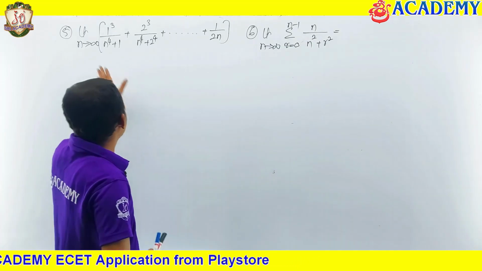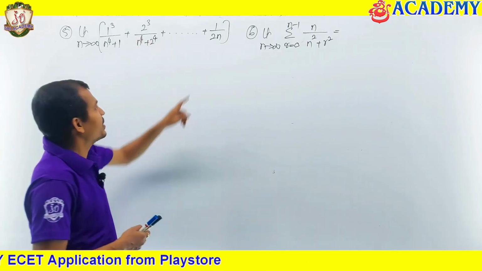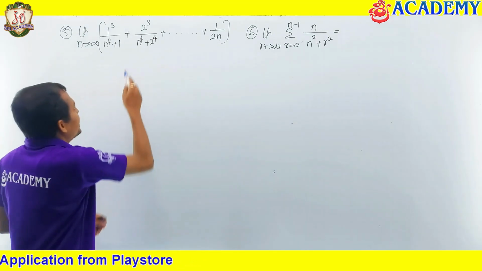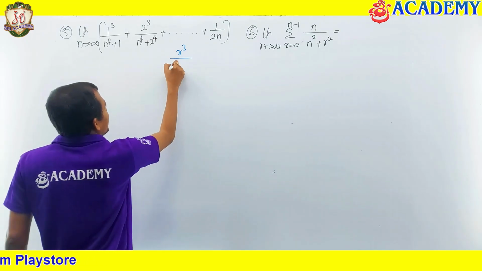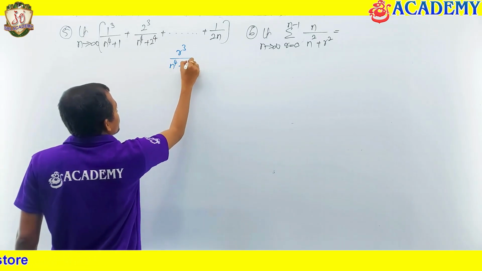Here given limit n tends to infinity, something, that here we have 2n. Suppose I write here, in between it is going to have r to the power of 3 divided by n to the power of 4 plus r to the power of 4.